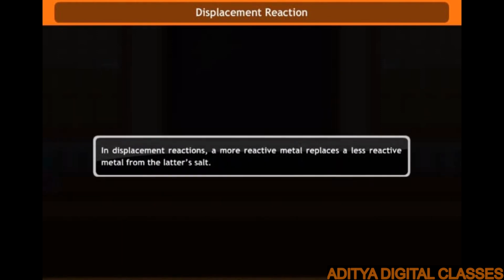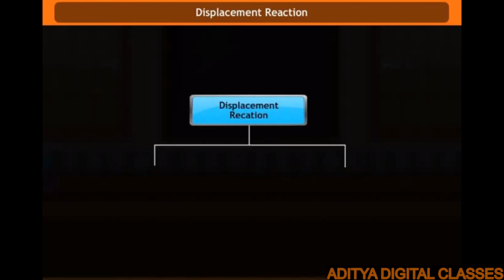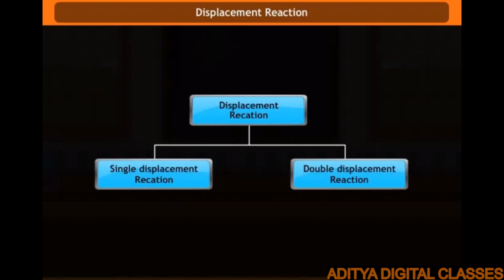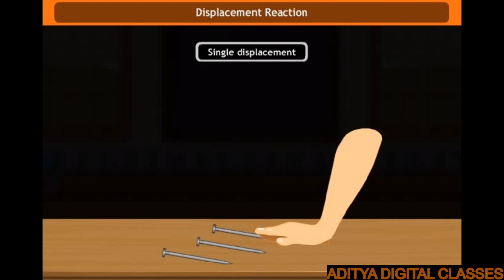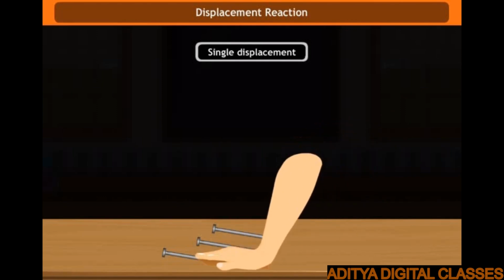Displacement reaction. In displacement reactions, a more reactive metal replaces the less reactive metal from the latter's salt. It is classified into single and double displacement. Let us understand single displacement reaction with the help of an activity. Take 3 iron nails and clean them by rubbing with the sandpaper.